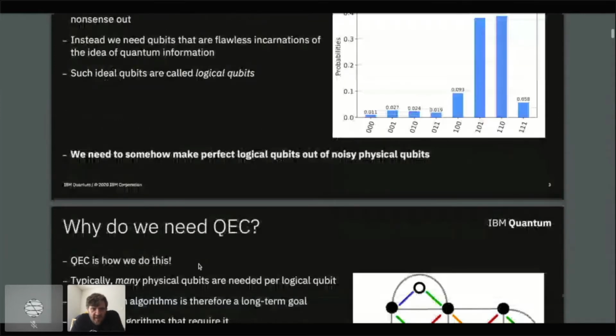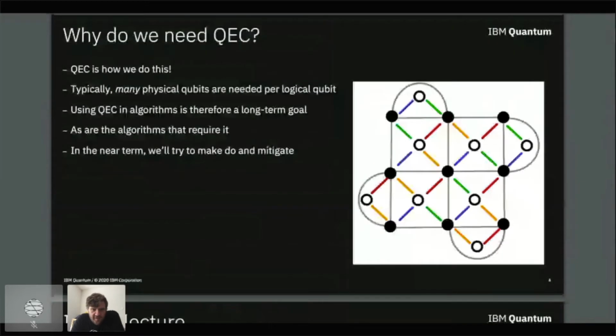Now, typically, we need many physical qubits per logical qubit. We can't just take a physical qubit and wave some sort of magic wand and all of its imperfections disappear. It becomes the logical qubit that we need in our algorithms. Instead, we typically take many physical qubits per logical qubit. And this is an example here.